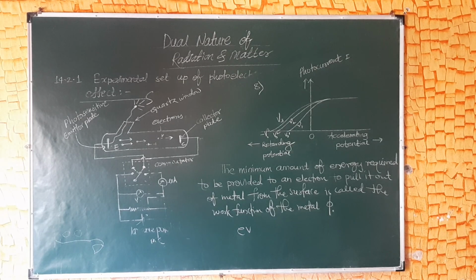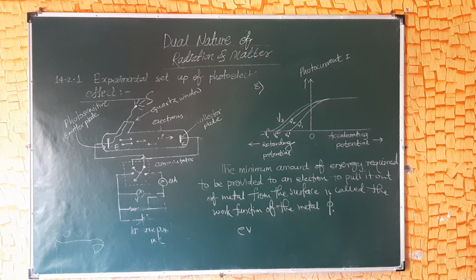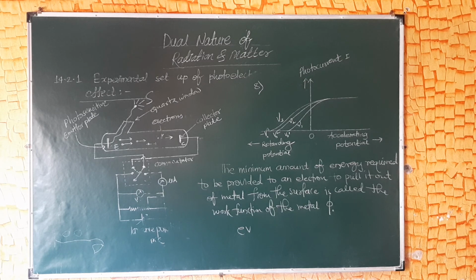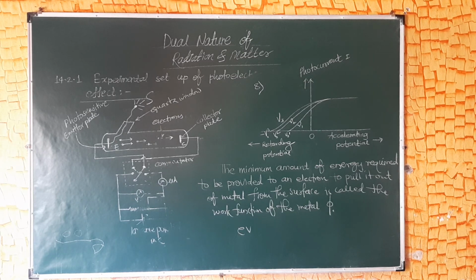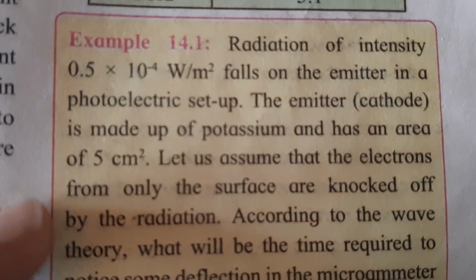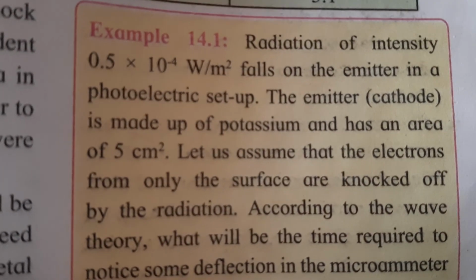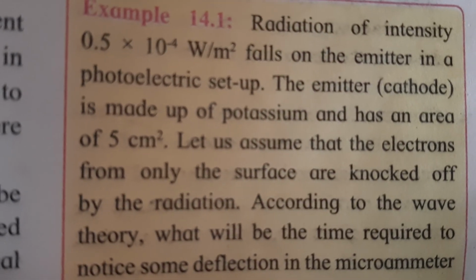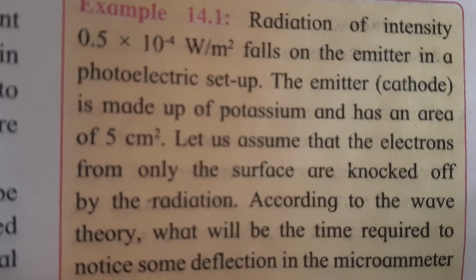So here next we have to look at Example 14.1. I am not writing this example on the blackboard, so you have to write it down. Example 14.1. Radiation of intensity 0.5 × 10⁻⁴ watt per meter square falls on the emitter in a photoelectric setup. The emitter cathode is made up of potassium and has an area of 5 cm square.